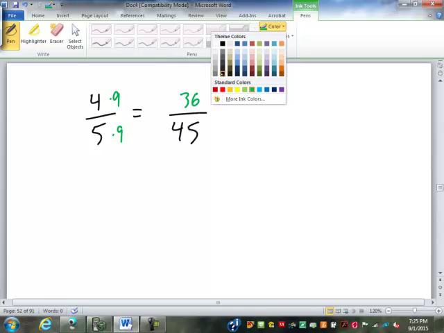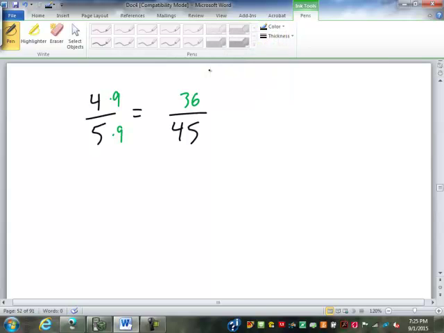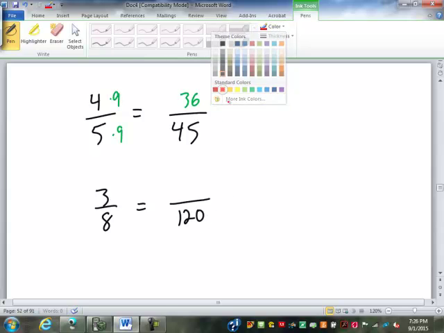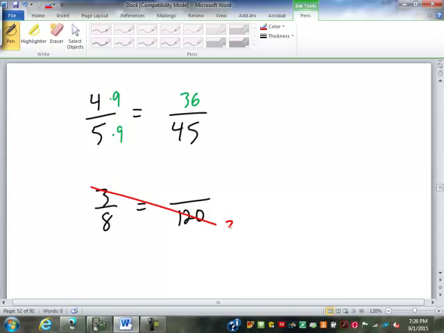Or you could handle it just like we did with the problems we were working with using a proportion. You might have 3/8 and ask how many 120ths is that. You could still do 8 times what is 120 and do that, but we could also cross multiply and divide like we just did. 3 times 120 is 360, then divided by 8 is going to give us 45.